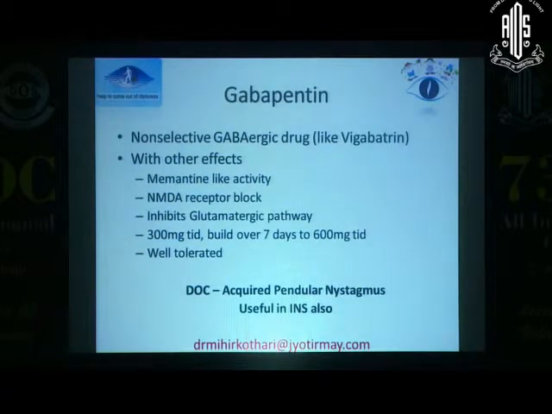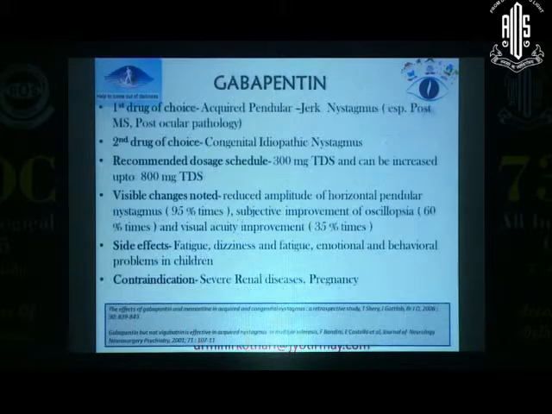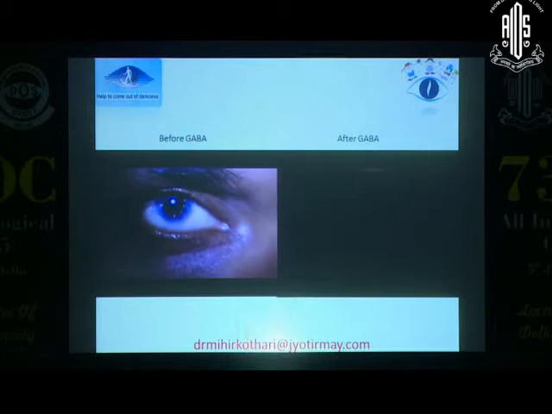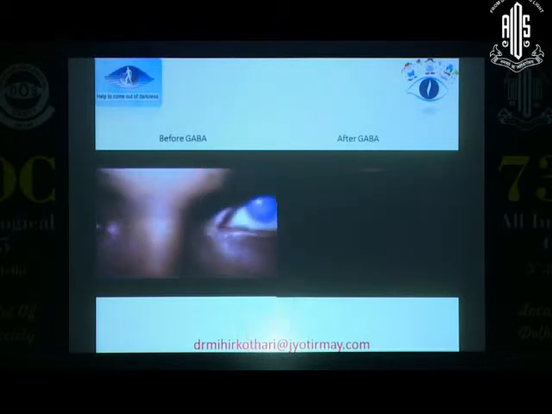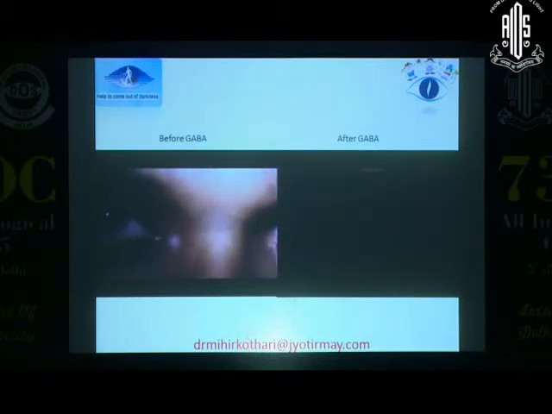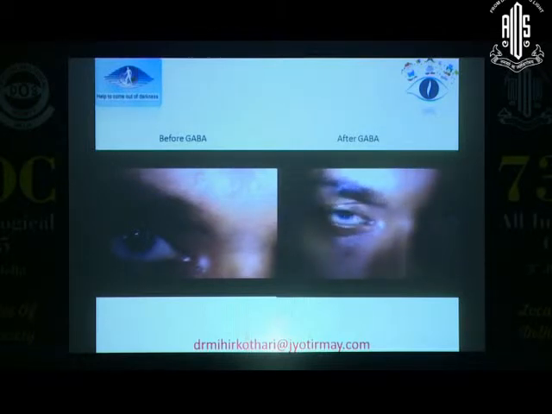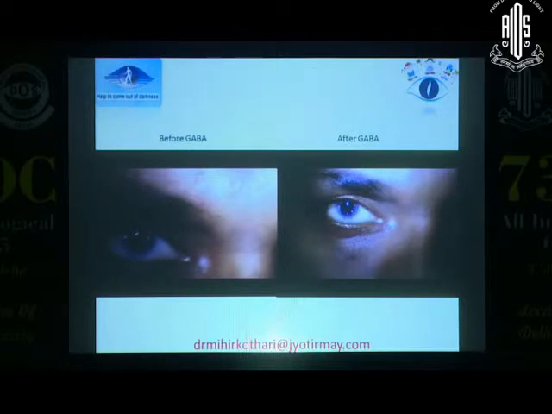We have only one patient where we have used gabapentin, as you see over here. This is a patient who had congenital hereditary endothelial dystrophy and underwent right eye corneal surgery, total keratoplasty. Unfortunately, we did not have a recording of the eye movements before the surgery was done, but after surgery, before we started GABA and after we gave the GABA, we had the recording.